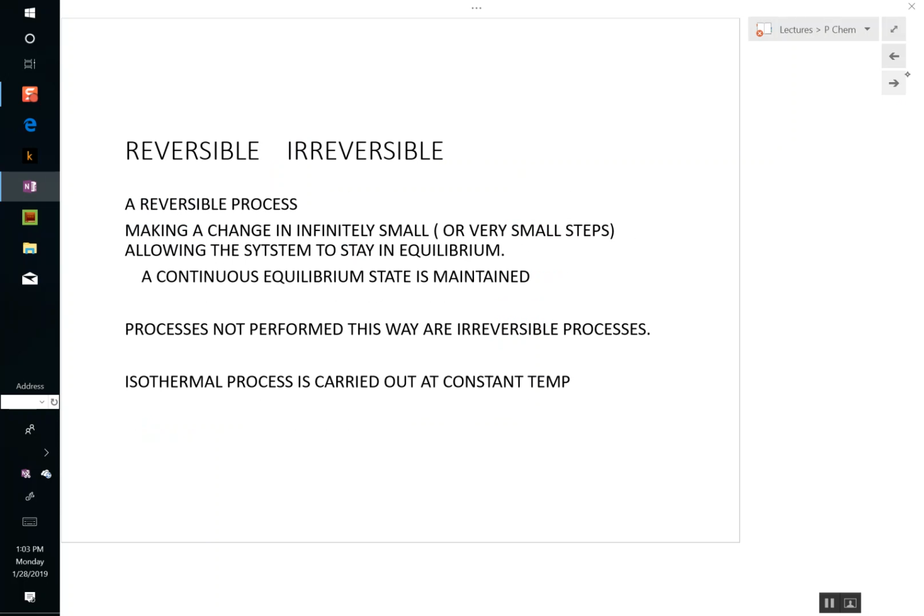Isothermal, just to throw that in there, means we're doing it at a constant temperature. So if you had a system and you submerged it down into a container of water at a certain temperature, you could carry out whatever you're doing isothermally.